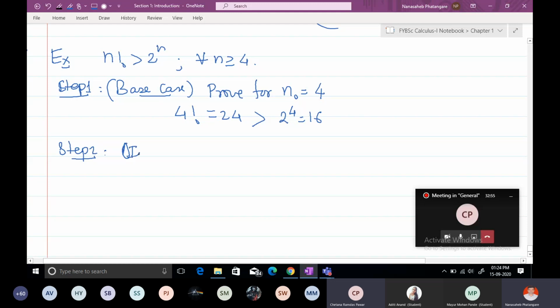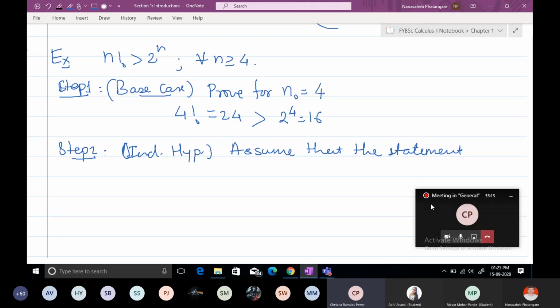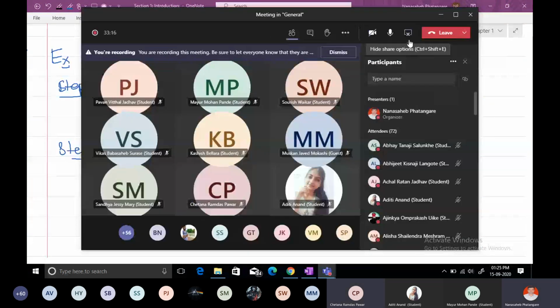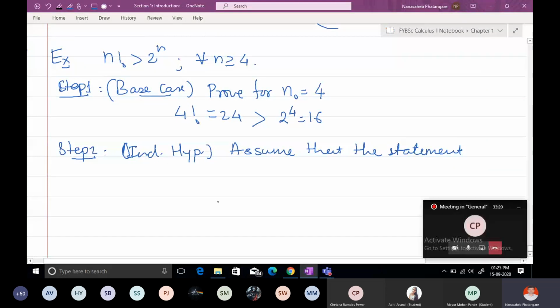Induction hypothesis. Induction hypothesis. Please keep your mic off. Immediately you should keep your mic off. Otherwise it creates lots of disturbance.